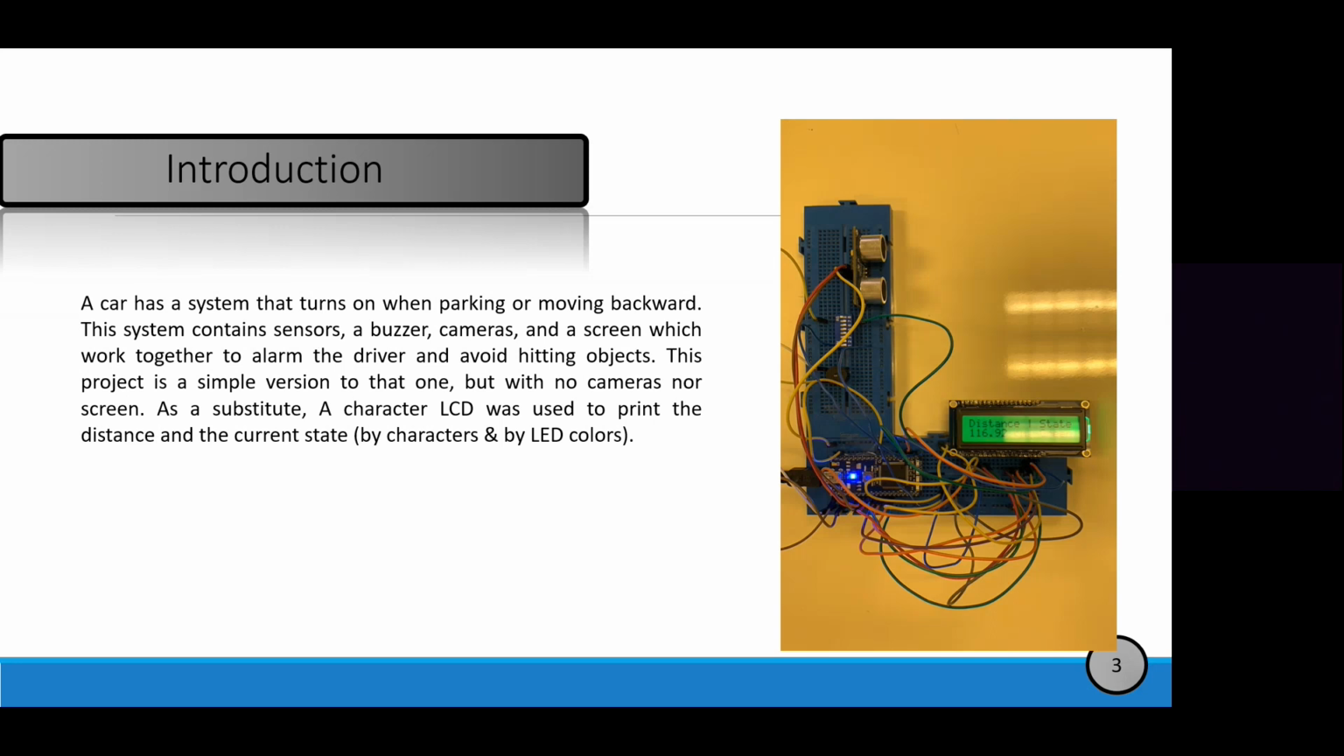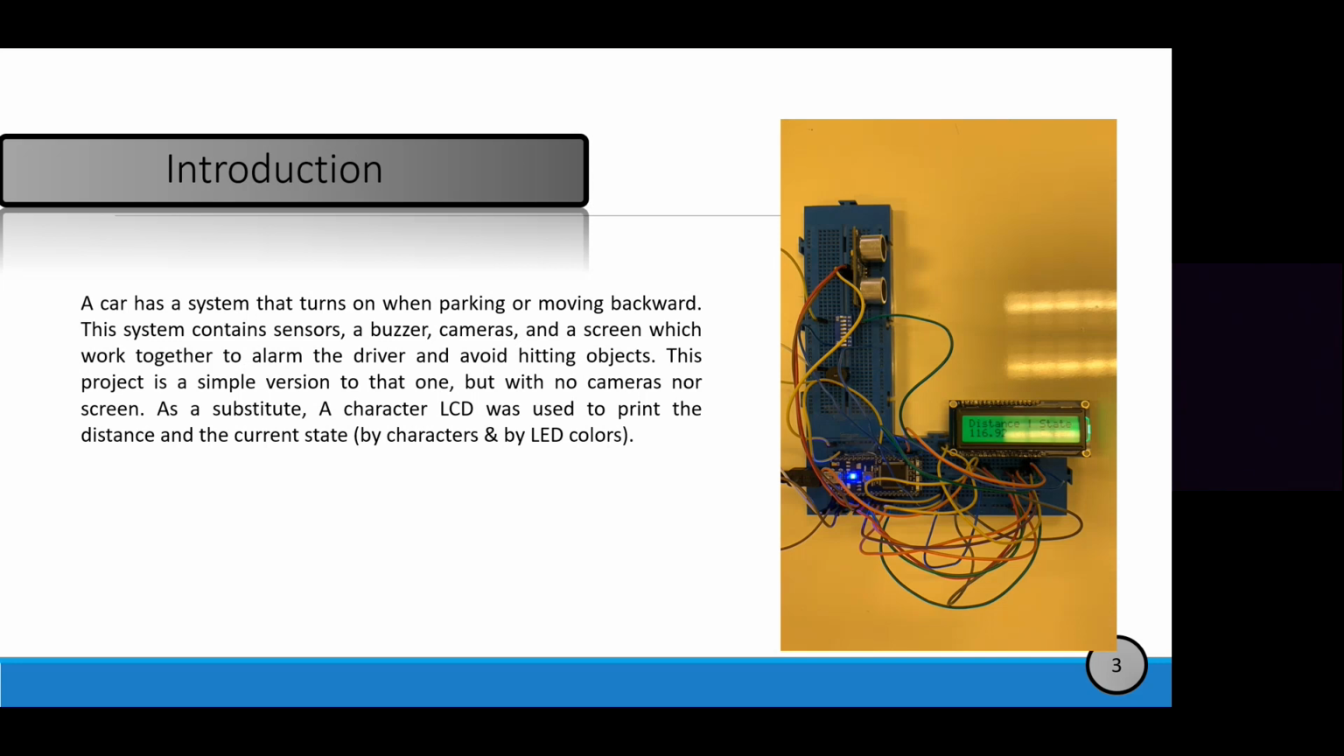As a start, we wanted to build a simple version of a rear car sensor system. This system is off by default, so the system will start working when clicked on by a switch. We provide three stages or three states called green, yellow, red, which represent how close the detected object is from our sensor or from the whole system.